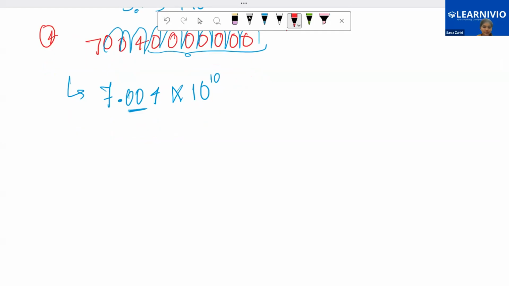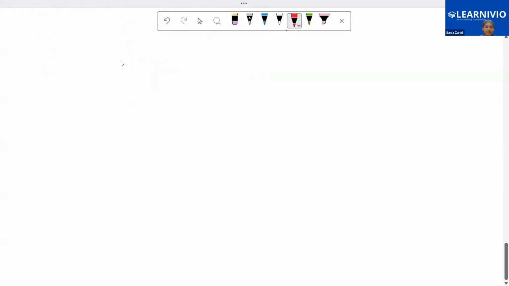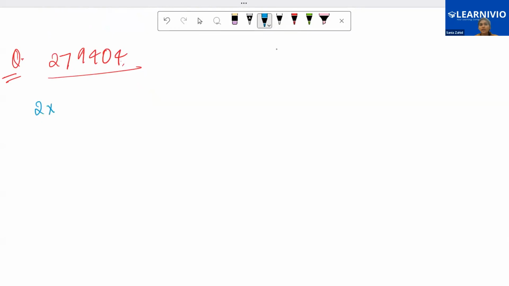Okay, next we have writing the following numbers in the expanded form. So what is the expanded form first of all? It's according to the place values. One second, I'll give you the question. So let's suppose 279404. You have to write this in expanded form. Please listen carefully. What do I write? 2 multiplied with 10 to the power what?